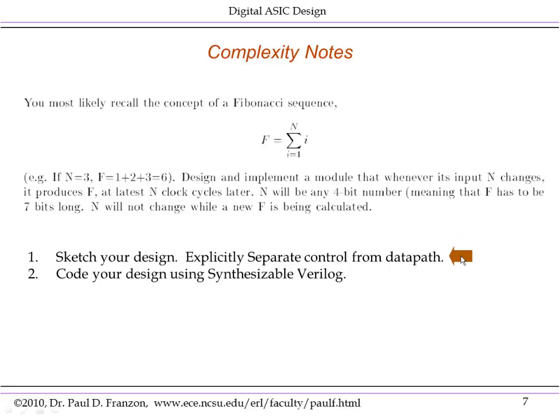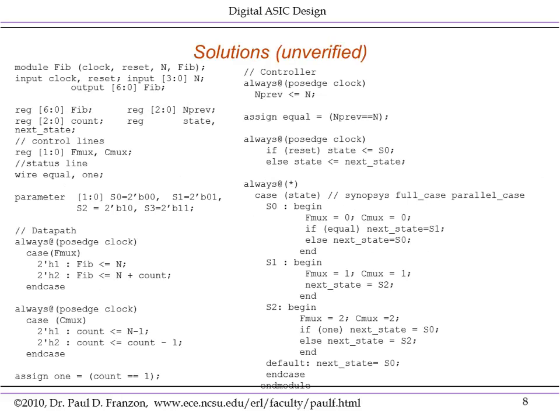Okay, so first step, of course, is to sketch the design. I've got a pencast in which I've done that, including explicitly separating control from data path. I ask you to refer to that pencast, please. Then we translate that design into Verilog. This is that translation. So what do we have here? We have the data path on the left.